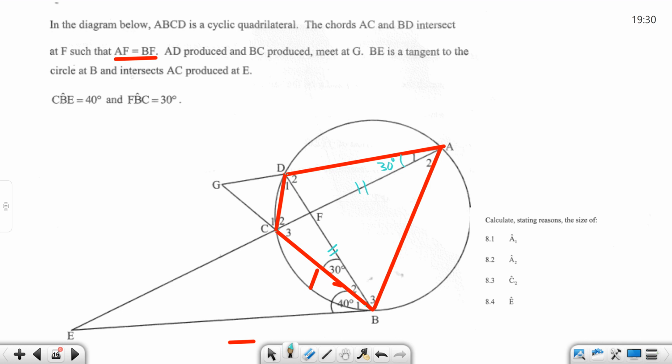We're looking for A2. A2 comes from here, CB. And I notice that CB is a chord connected to a tangent. So I'm using the tangent-chord theorem. What is that? 40 degrees. What's the next one? C2.